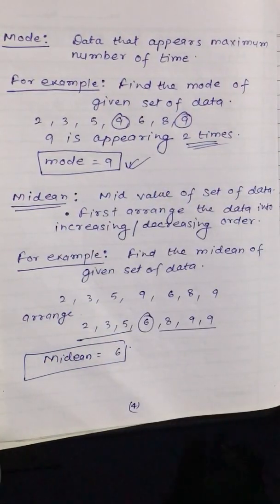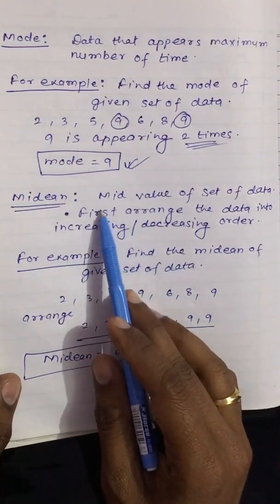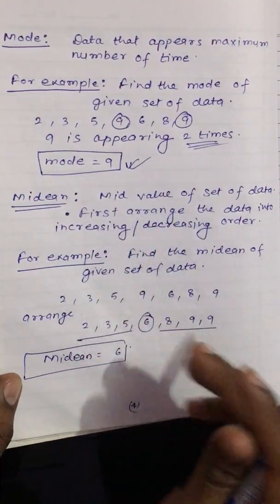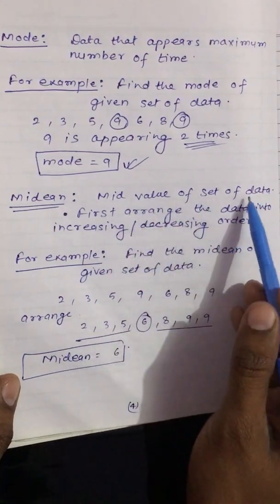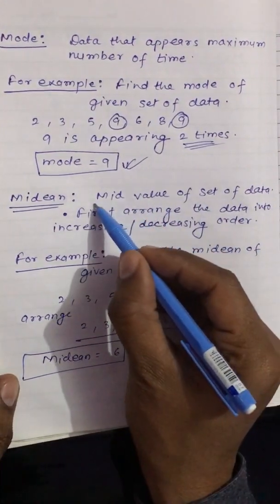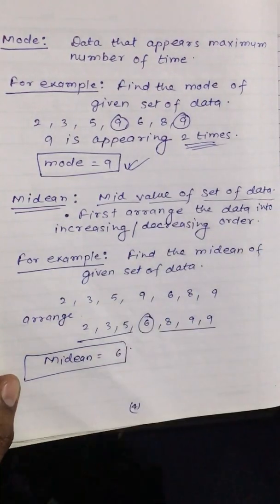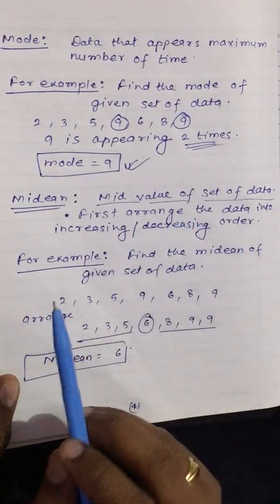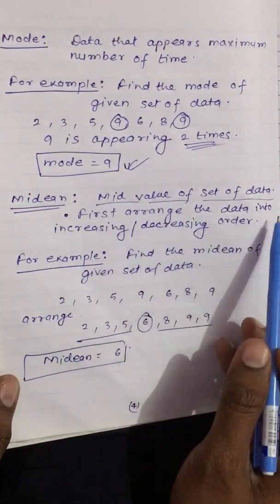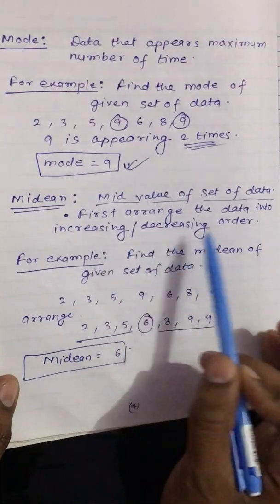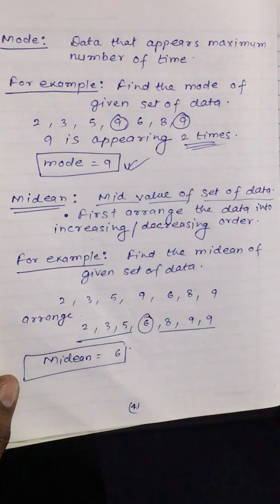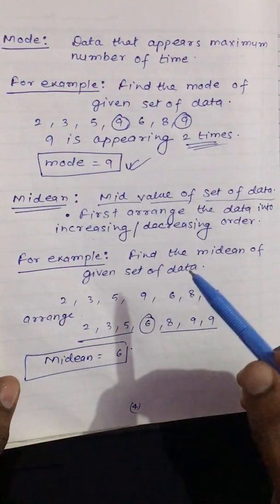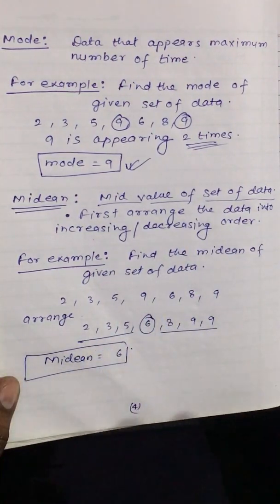Now the next thing is called median. I have written mid value. Mid value means the value that appears in the middle. The mid value of a set of data is called median. I have written: to find the mid value, first arrange the data into increasing or decreasing order. We can also call it ascending or descending order. It means we have to arrange the data either small to big or bigger to smaller.